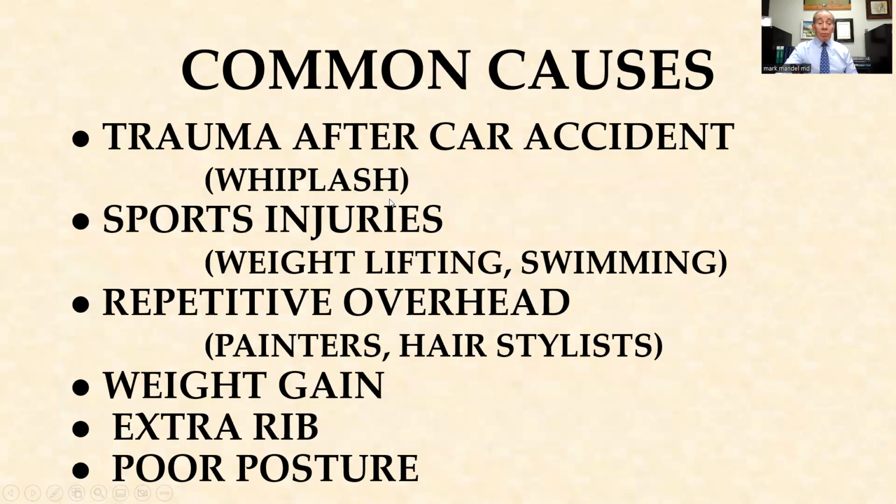Who gets thoracic outlet? Well, traumatically, I'm riding on my motorcycle and someone knocks me off my bike, I'm tossed over the handlebars, and have a combination of a whiplash injury and considerable swelling. That's traumatic thoracic outlet. But you can get it with sports: weightlifters, swimmers, people who use their arms repetitively. Painters and hairstylists can develop thoracic outlet. And of course, if you gain a lot of weight, you can also get it. And of course, people who have an extra rib have a high incidence, and people with poor posture, which is what we see.